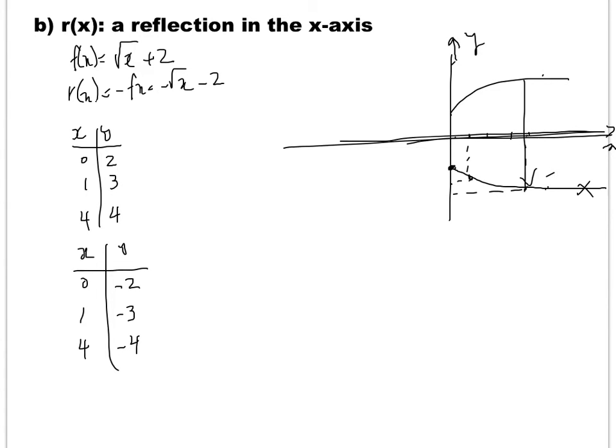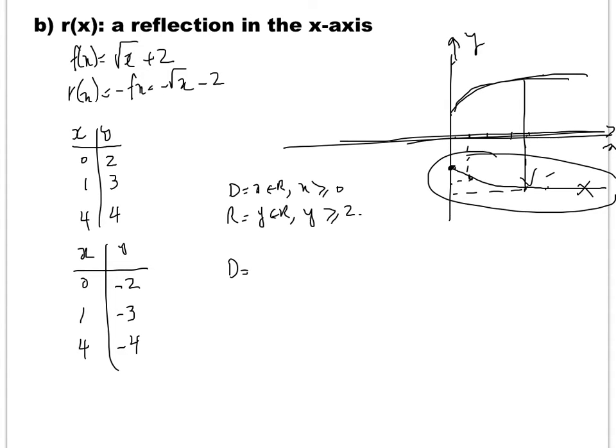Now, the domain of the original graph, as you remember, is x in R and x greater than or equal to 0. Range was y in R and y greater than or equal to 2. Now, for the transformed function, the domain is still x in R, and x has to be greater than or equal to 0 because everything to the right of the origin is valid, and the range is y in R. And if you look now, only y values which are less than this point, and this point is negative 2, so y has to be less than or equal to negative 2. That's going to be our new range.